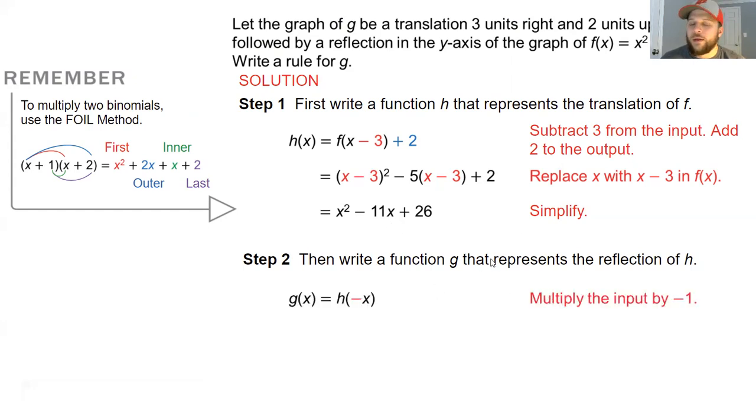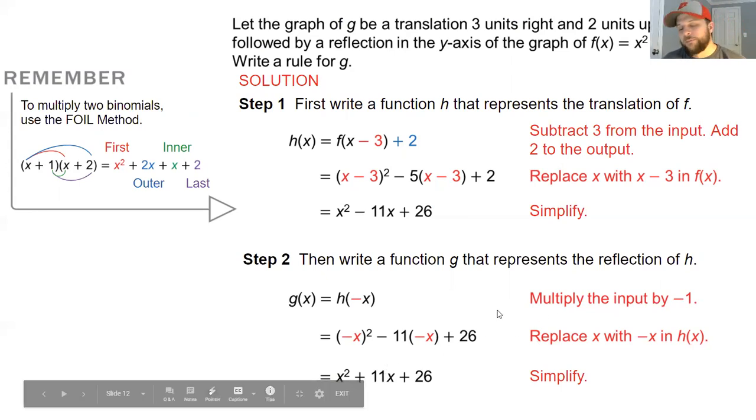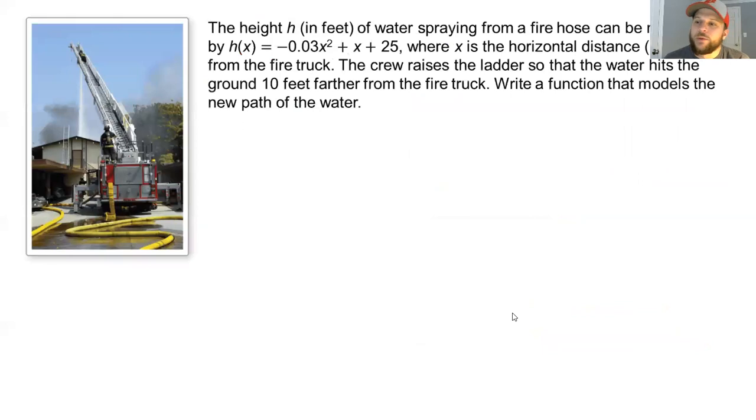Then you're going to write a function that represents the reflection, so you're just going to multiply by negatives on the inside of all of your equations. Don't forget to put the parentheses around your x. Remember, whenever you square a negative number, you're always going to get a positive, so that stays positive. But this negative 11 times negative x does affect this and make it positive, so it does look a little bit different. All right, using a modeling question for the final example.